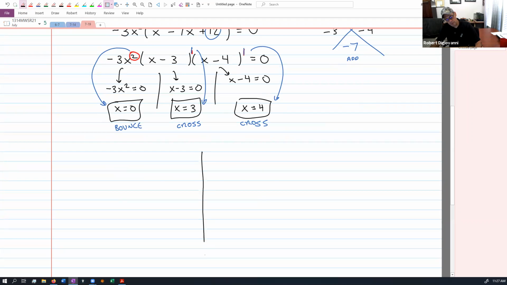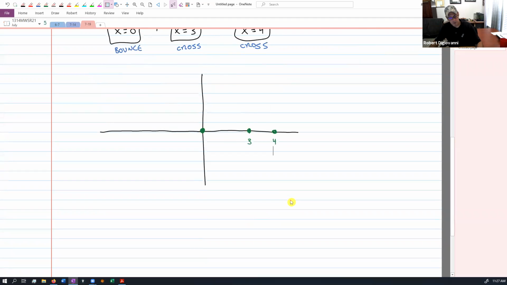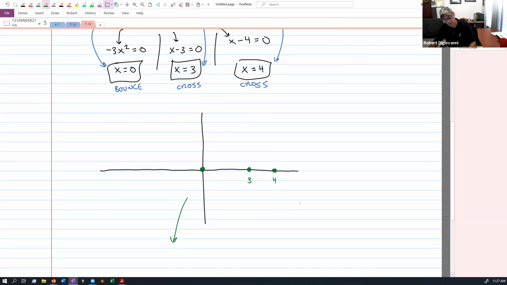So then you just go to draw your picture. 0, let me do it in a different color. 0, you have an x-intercept. At 3, you have an x-intercept. And at 4, you have an x-intercept. Both sides go down. So when I draw this, it's going to be down this way, down that way. And I only bounce at 0. So when I draw this and I come up to this, I'm going to have to bounce off. I do not want to cross through. So I'm going to just go up.